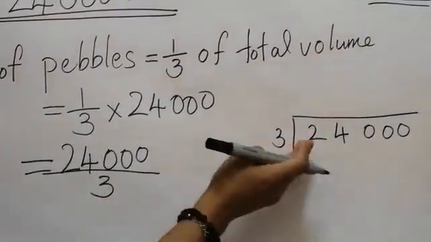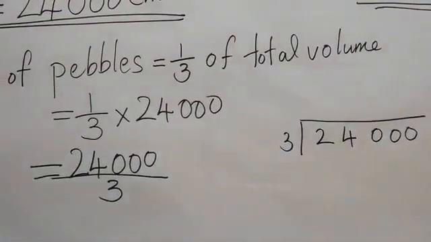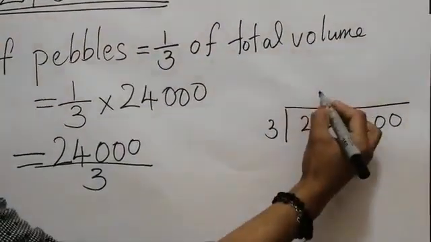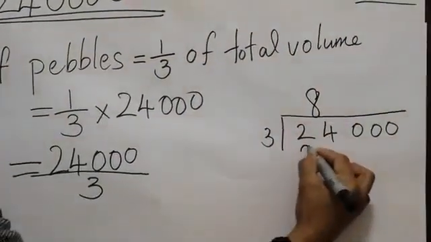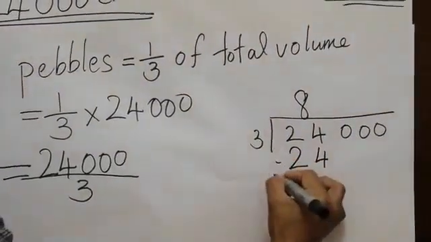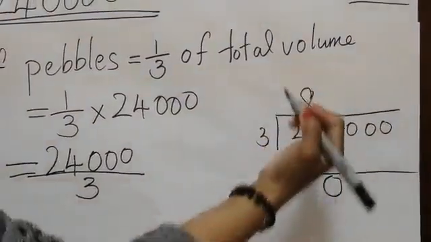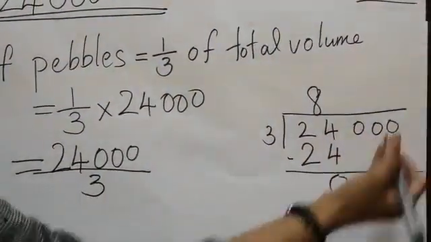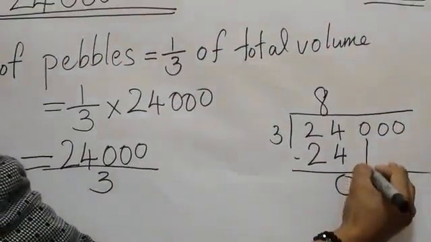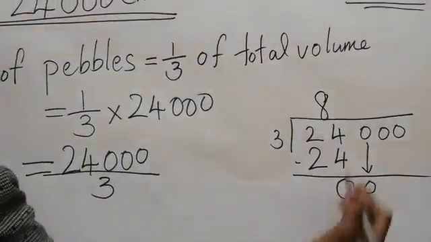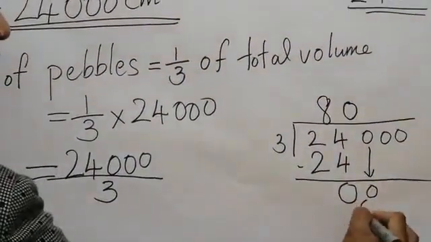Okay. 3 in 24, how many times will it go? 8 times. 8 3s are 24. Subtract, we will get 0. We cannot stop the division because 3 more zeros are left here. So we will bring down the first 0; it goes 0 times.